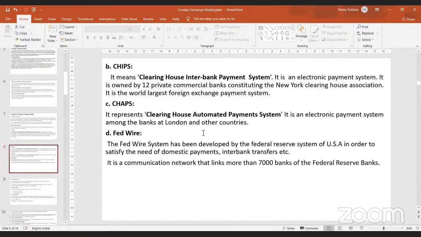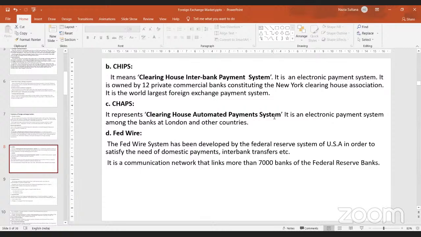The bank can also do foreign exchange transfers through CHAPS, which is the Clearinghouse Automated Payment System. This is in London. The earlier one, CHIPS, was in the US, and this one is in the UK. Most of the banks across the world also use this.